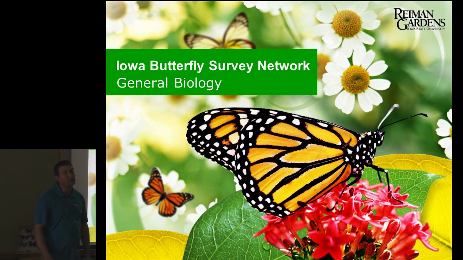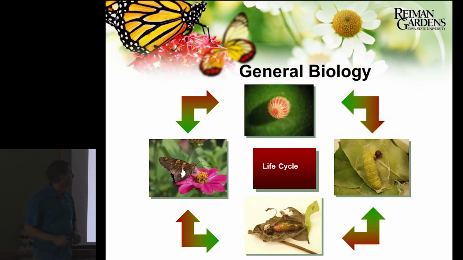All right, so let's talk some general biology. Now, we're not going to spend a lot of time today talking about every butterfly fact and piece of information, just the highlights. There are 4 stages to the butterfly's life cycle. We have the egg, the caterpillar, the pupa, and then finally the adult.